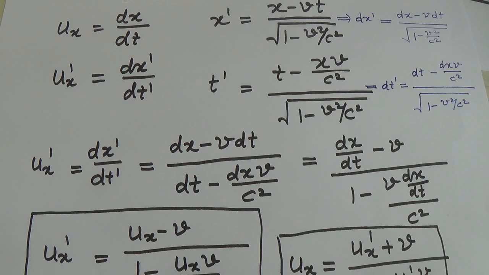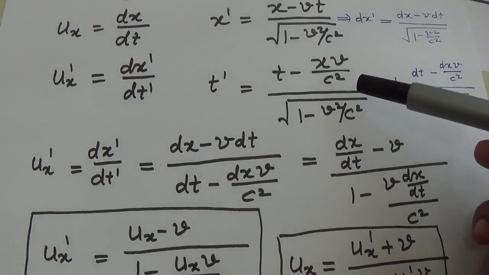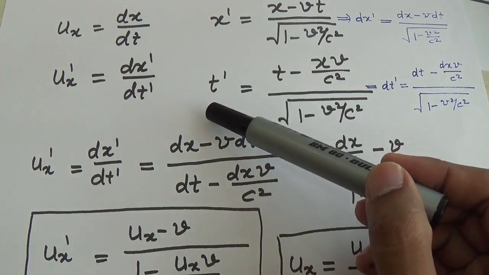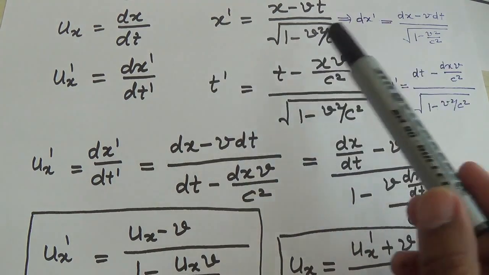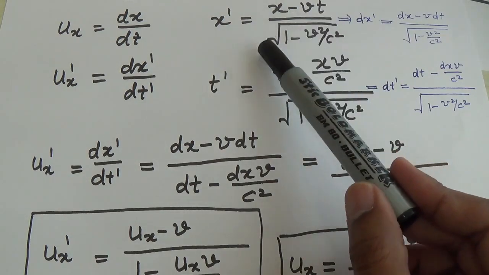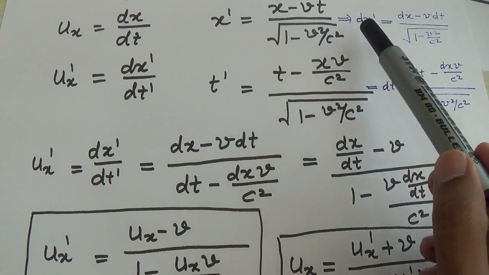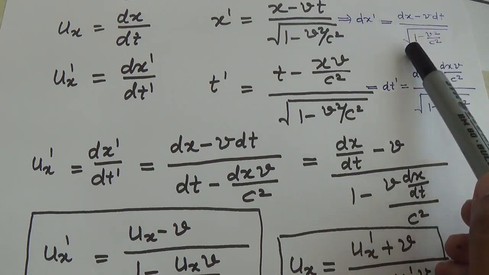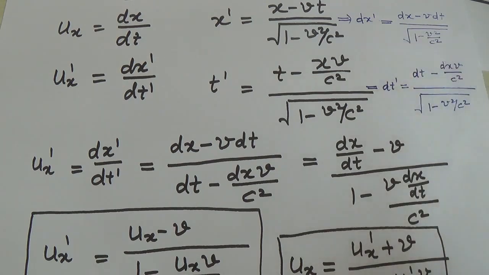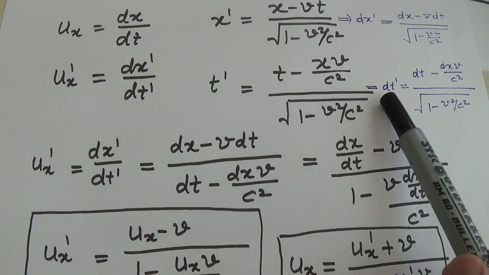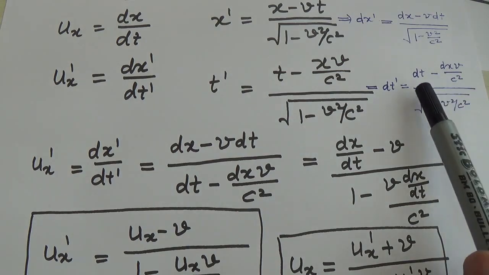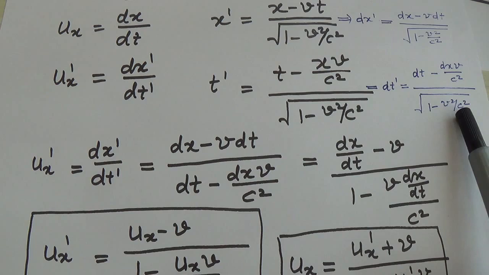So how to derive these ux and ux prime? That basically comes from the Lorentz transformation by differentiating the relationships of x prime and t prime. So x prime is equal to x minus vt. Differentiation of it can be written as dx prime is equal to dx minus v dt upon square root of 1 minus v square upon c square. And here t prime can be written as dt prime is equal to dt minus dx v upon c square upon square root of 1 minus v square upon c square.